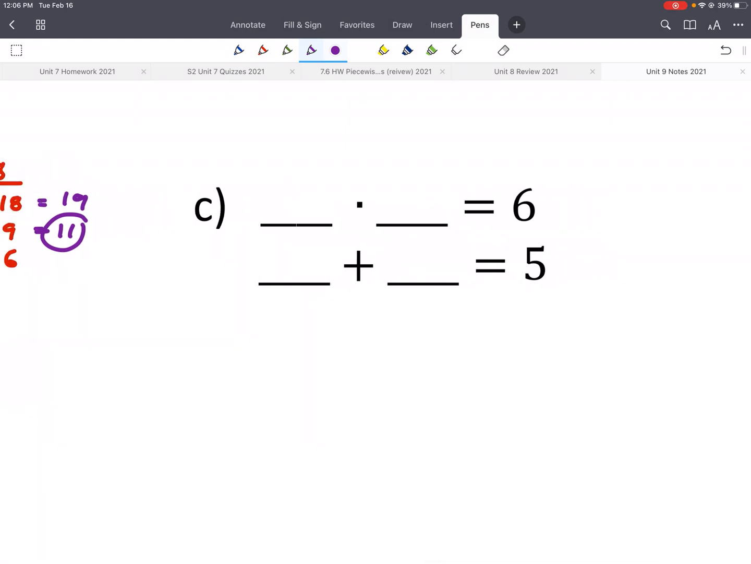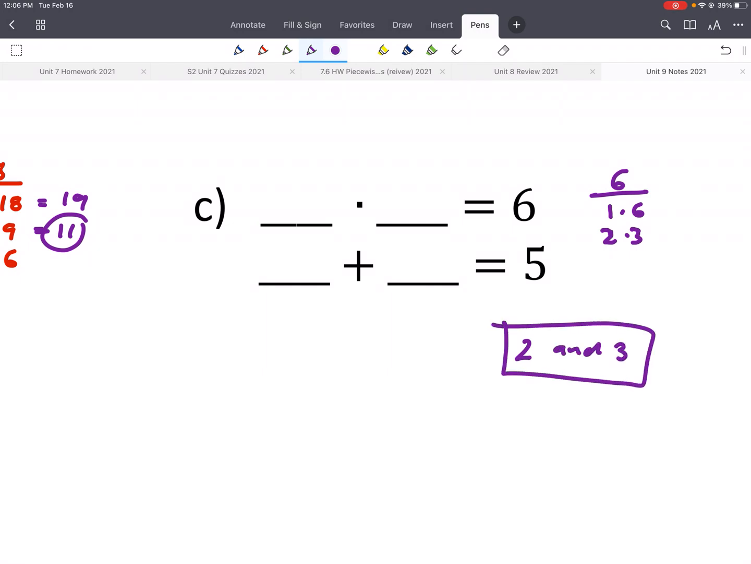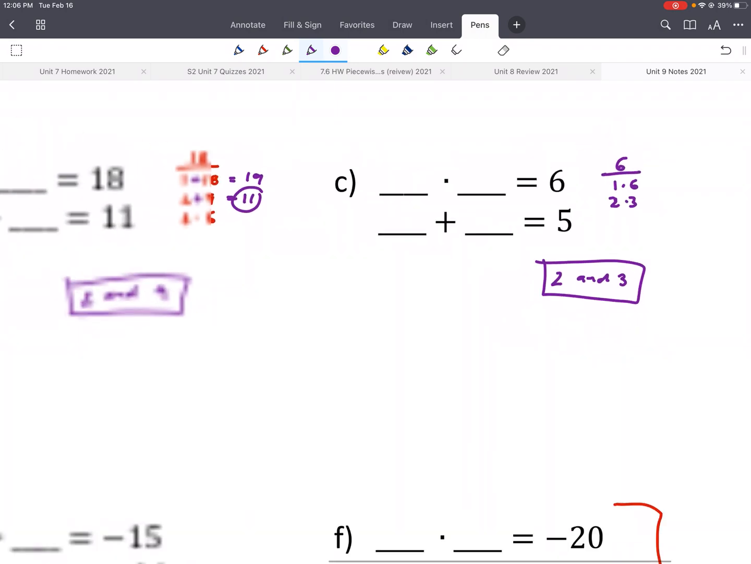Okay, factor pairs for 6. We got 1 and 6 and 2 and 3. And then next we'd have 3, which we already have, so we're good. And then which one would give us 5? Well, that would be 2 and 3. 2 times 3 gives you 6. 2 plus 3 gives you 5.